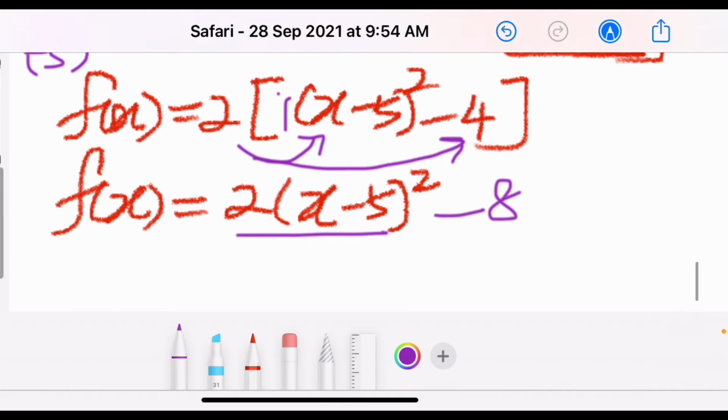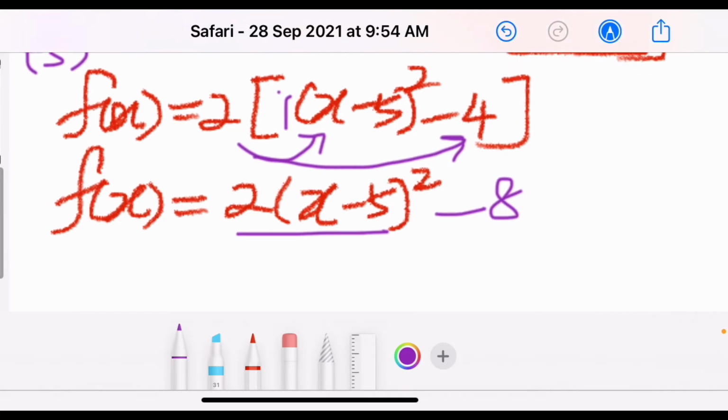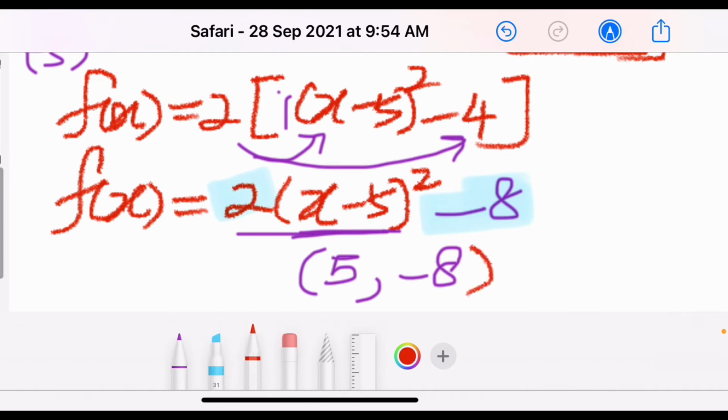From here, after you have reached a completing the square form, you can just take the perfect square, make it 0, and x is 5, and this value is actually your minimum value if a is positive. All right, so you have the point which is the so-called minimum point.